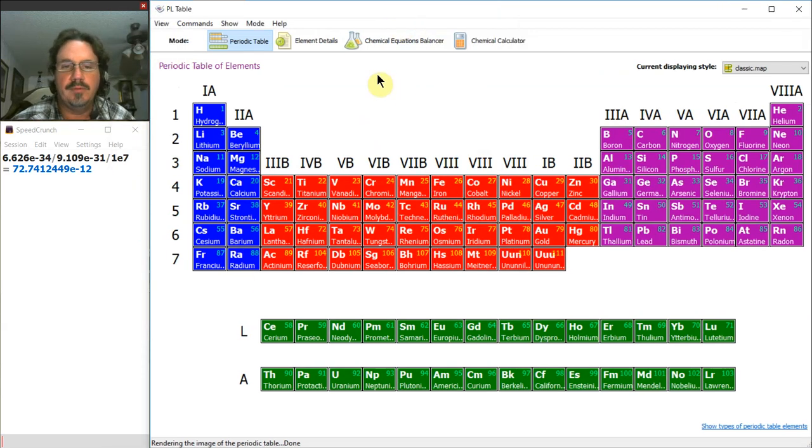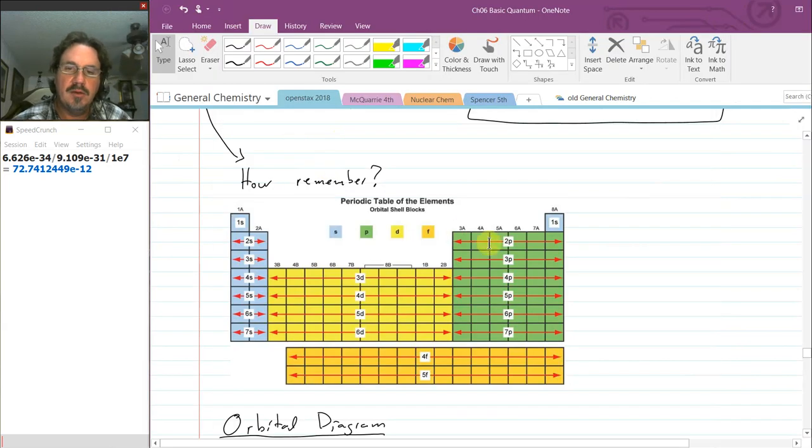Okay, so these first 2 are what we call the S block. The main group ones over here, the last 6 columns, is the P block. The middle 10, the transition metals, the D block. See, yellow's D up here. And these bottom ones down here, that's the F block.